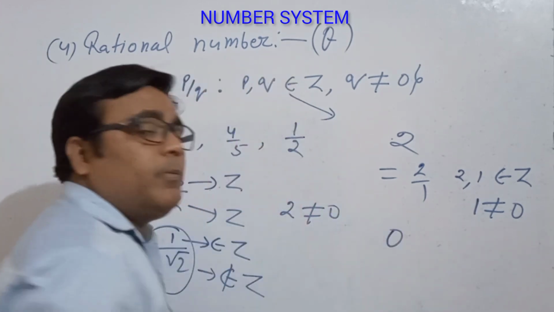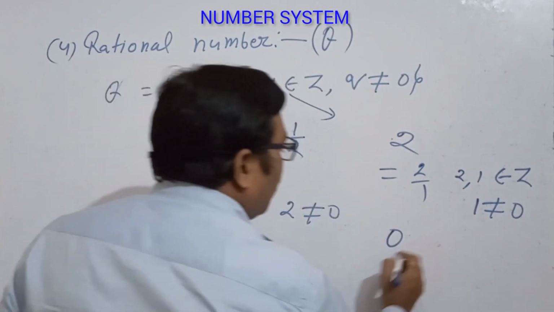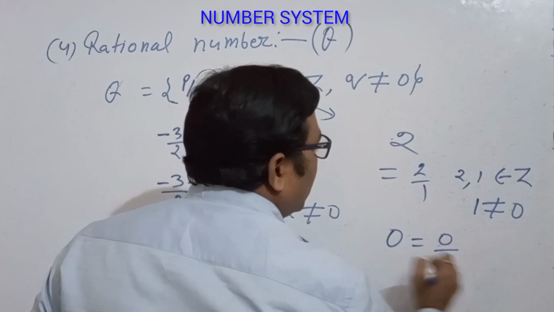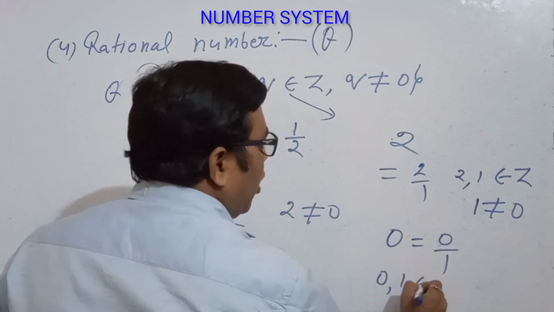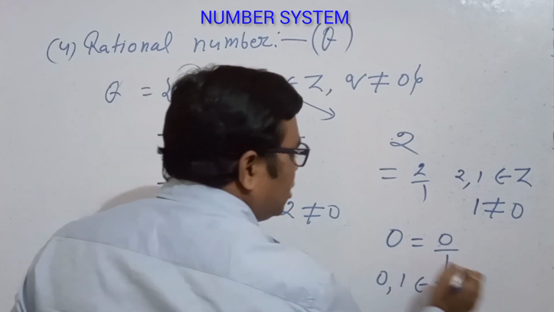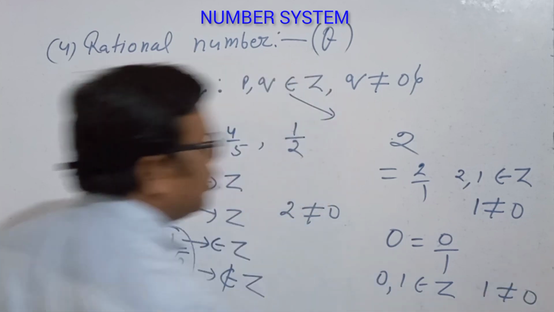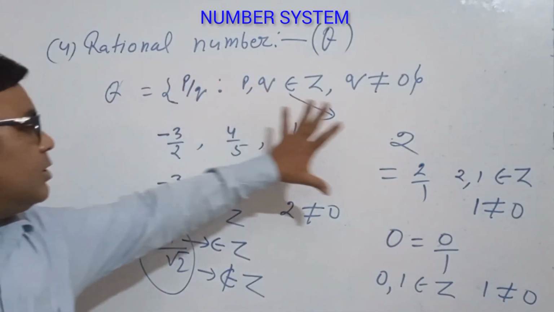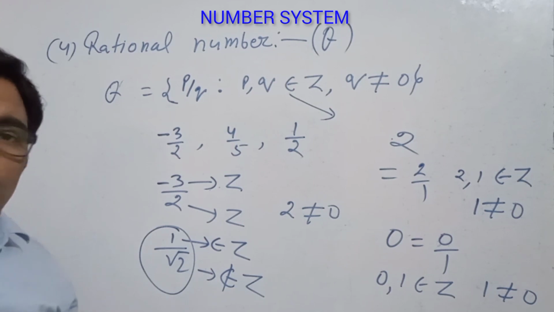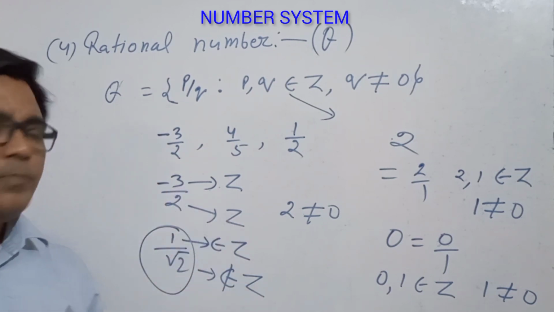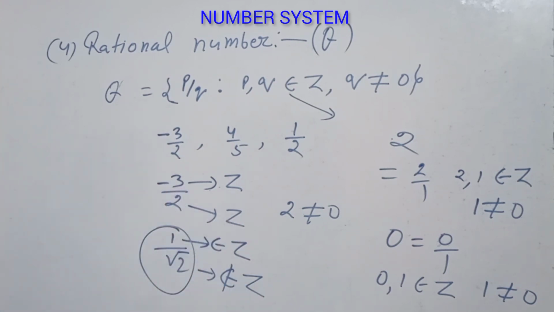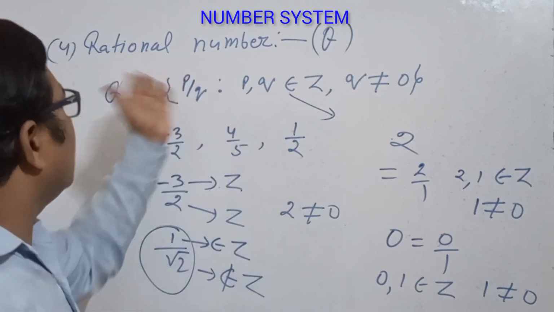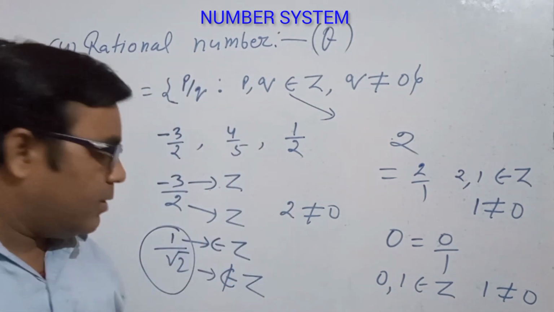0 is also a rational number. Why? Because we can write 0 is equal to 0 by 1. 0, 1 belong to integer and denominator 1 not equal to 0. Hence, these numbers in the form of P by Q are rational numbers. Now, the next topic is, how can we represent rational number on number line?